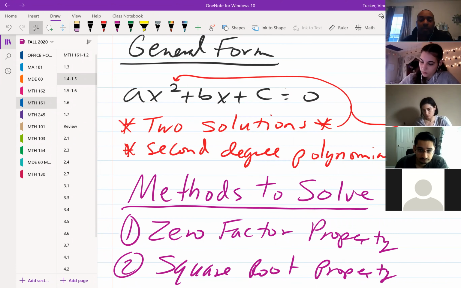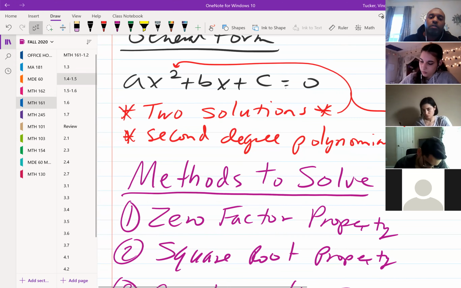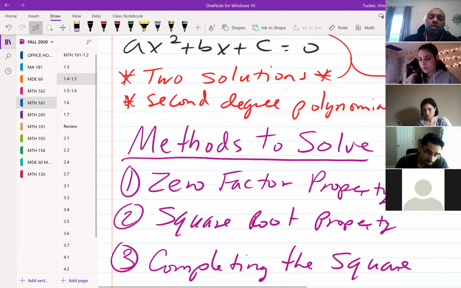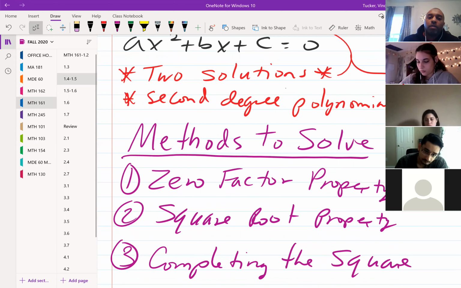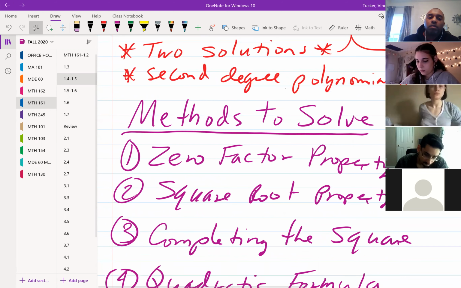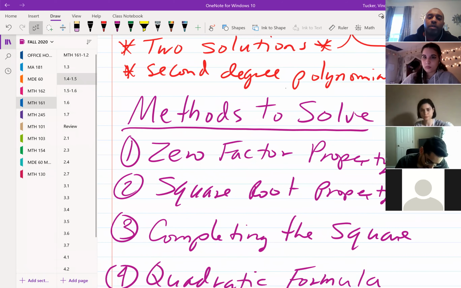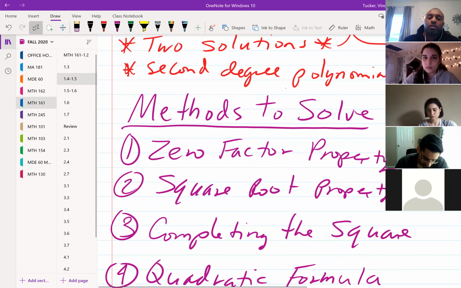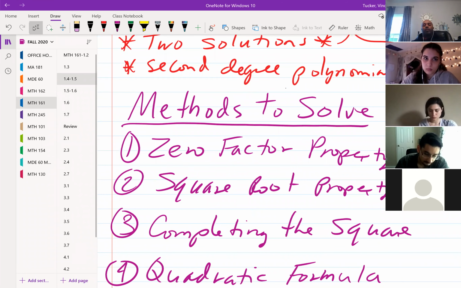In this section, we're going to have 4 different methods that we can use to solve a quadratic equation. First one is the zero factor property. Second one is the square root property, which is what Mr. Coley was alluding to, maybe without knowing it, but that's where he was going.